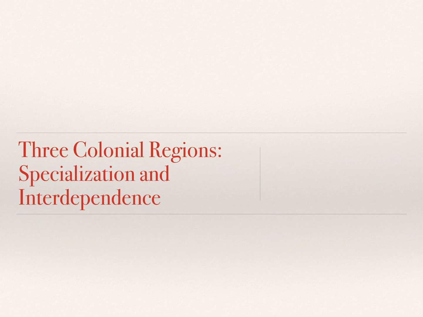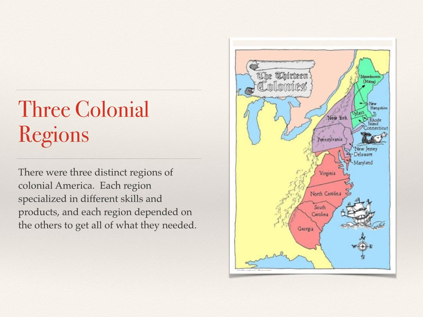All right, guys. Tonight's notes is entitled Three Colonial Regions: Specialization and Interdependence. The English colonies in the New World, as they formed, really can be subdivided into three distinct regions. Geography is going to have a big role in how we define these regions, and we'll get into that in a little bit. But it's important to understand that each of these three regions specialized in different skills and products, and each region depended on the others to get all of what they needed.